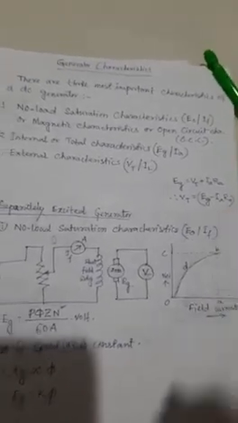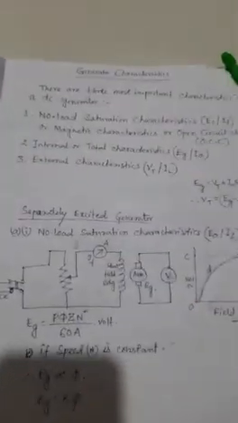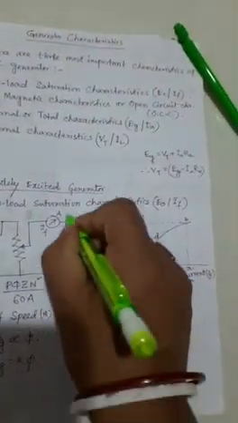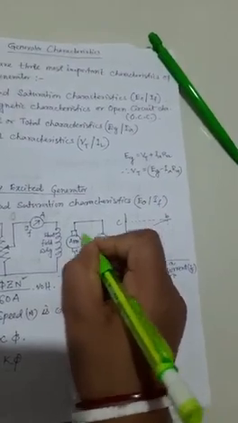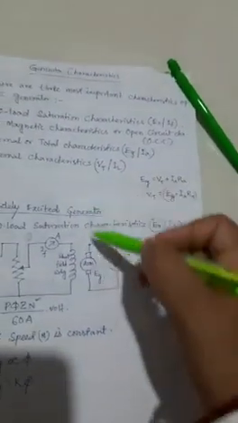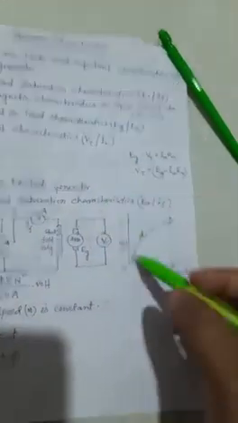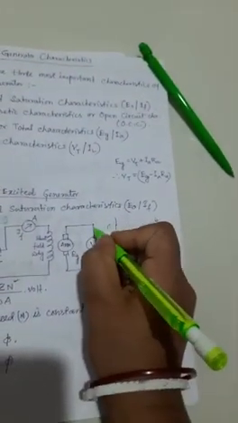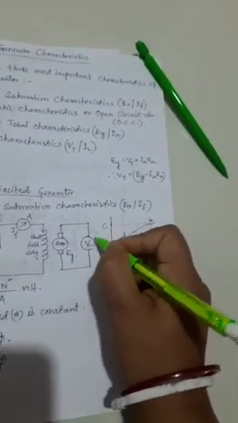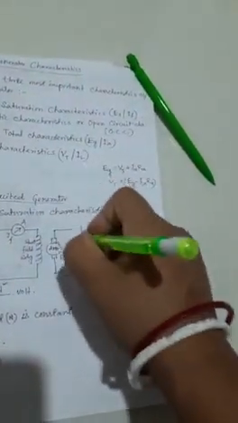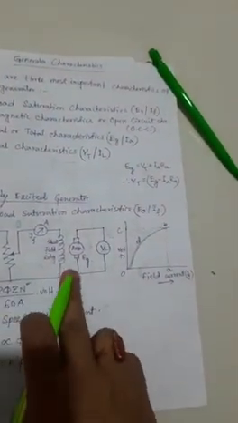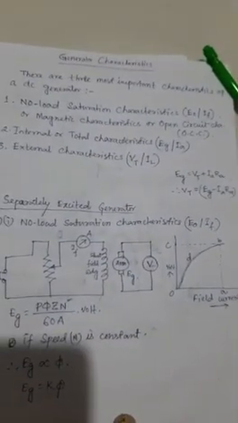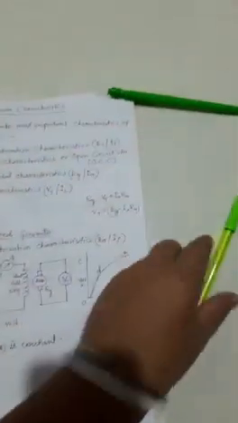Next is the load saturation curve. This portion gives us the no load characteristics. The EG versus IA, that is generated EMF versus IA, will give you the internal characteristics, and the output portion, that means VT versus IL, will give us the external characteristics. So first is the no load characteristic, E naught versus field current, which we have already learned. Now we will learn the internal and external characteristics.